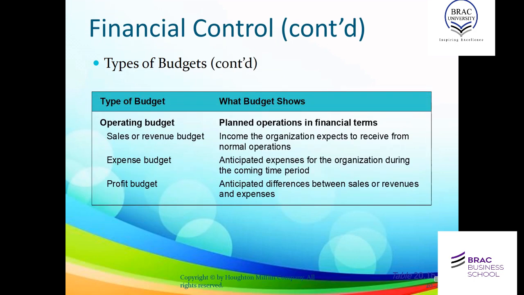Then sales and revenue budget. This one is going to help us understand the income of the organization that is expected from regular normal operations. Then the expenditure budget, or expense budget, is going to give us the idea of what expenses the organization has to carry on in the upcoming period.